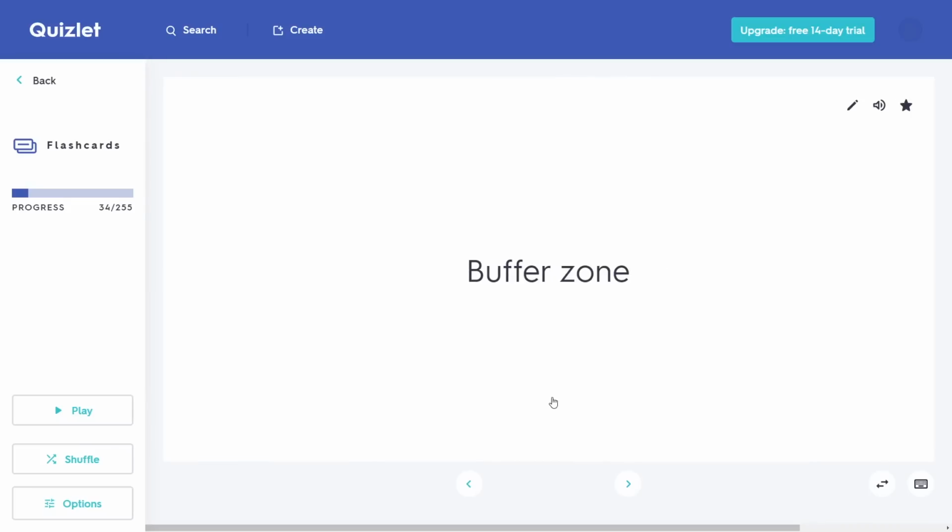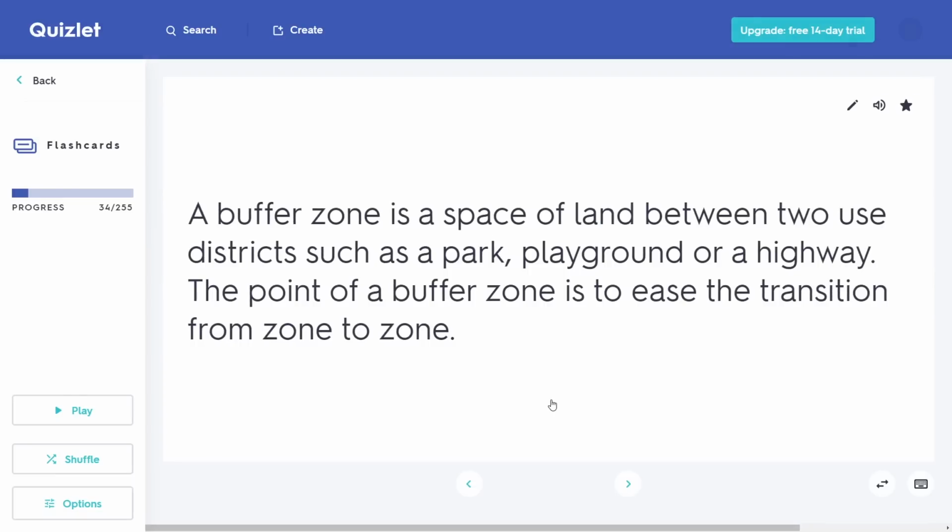Buffer zone. Okay. Think that one over. Okay. Do you guys remember what a buffer zone is? Hopefully. So a buffer zone is just the space between two districts. And this is, again, when we're talking about zoning. But basically, two districts such as like a park, playground, or highway. But the point of a buffer zone is to ease the transition from zone to zone. So this is an amazing concept. I don't know who invented the idea of buffer zones, but zoning boards use this to ease the transition from a zone to another. So let me give you an example.